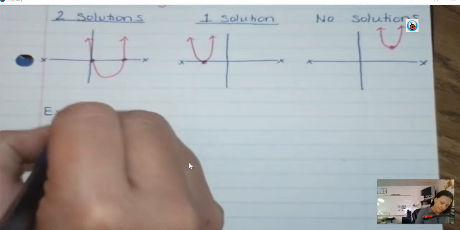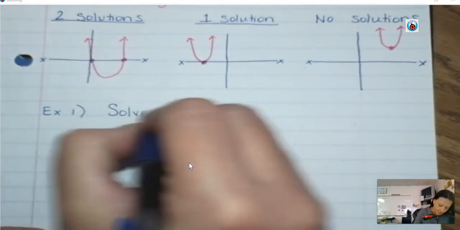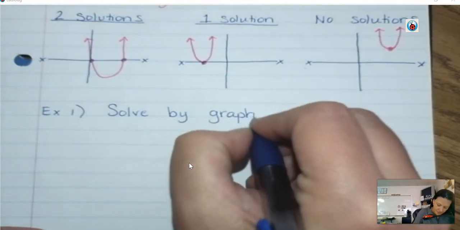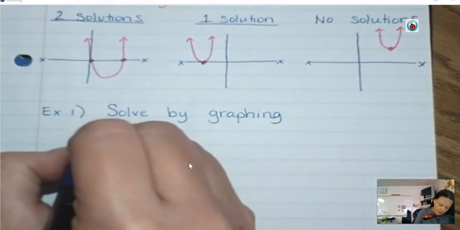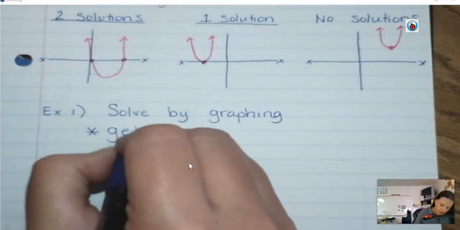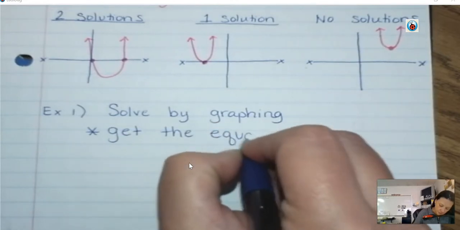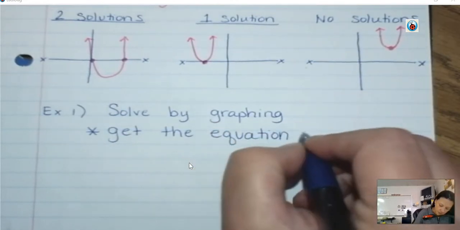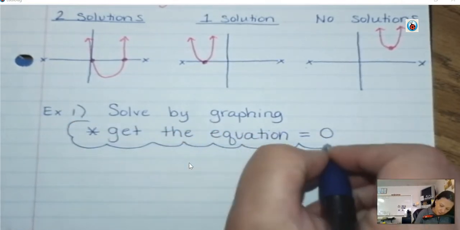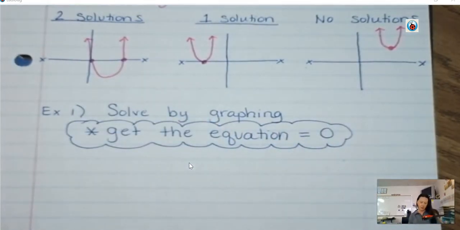One, it's going to ask you to solve by graphing. When it says this, you need to get the equation equal to 0. So before you start working at it at all, you need to make sure it says equals 0.